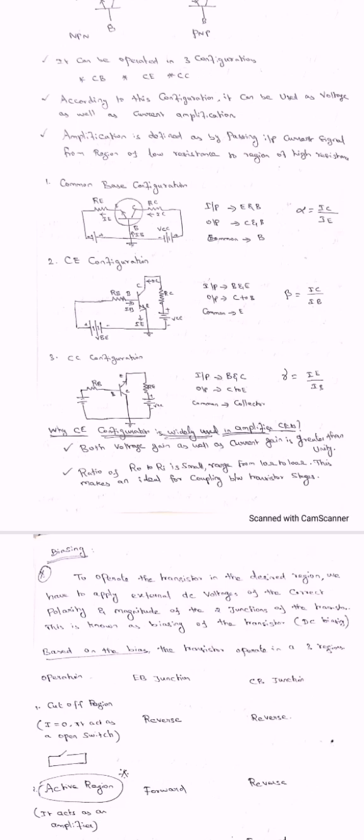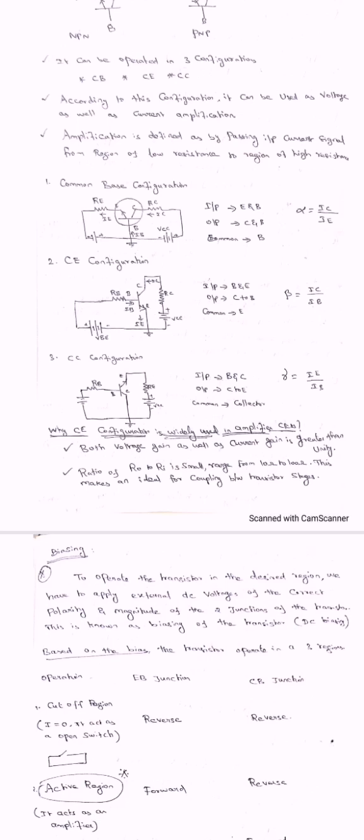So why? What is the reason why we always widely use common emitter configuration in amplifier circuits? There are two reasons for widely using common emitter configuration. So the first reason is both voltage gain as well as current gain are greater than unity. Greater than unity means the voltage gain as well as current gain are more than the value 1.